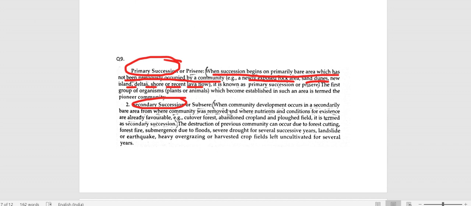For secondary succession, when community development occurs in a secondarily bare area from where the community was removed and where nutrients and conditions for existence are already favorable, this is known as secondary succession. An example: cut over forest, abandoned cropland and plucked field. So this is the example for secondary succession.